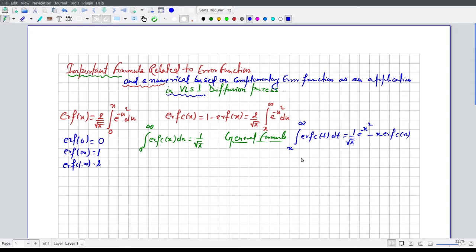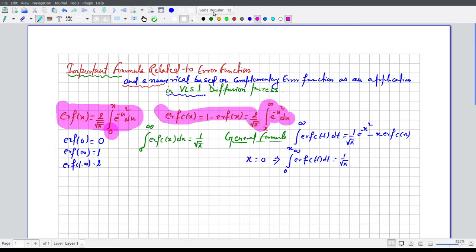By putting x equals 0, the same function is nothing but simply integral 0 to infinity erfc t dt. When x is 0, the first term should be 1 by root pi, and the other term will be 0, since x is there, it will automatically be 0. So these are the basic formulas. Once again I am just highlighting the most fundamental formulas.